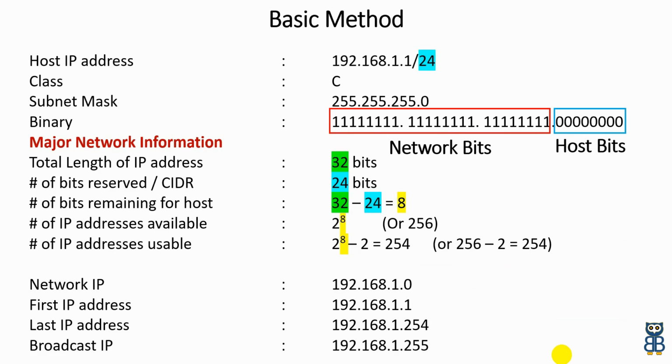Which means for us, the IP address 192.168.1.0 is a network IP address. The IP address 192.168.1.255 is a broadcast IP address. The range 1 to 254 IP addresses can be assigned to any network device.